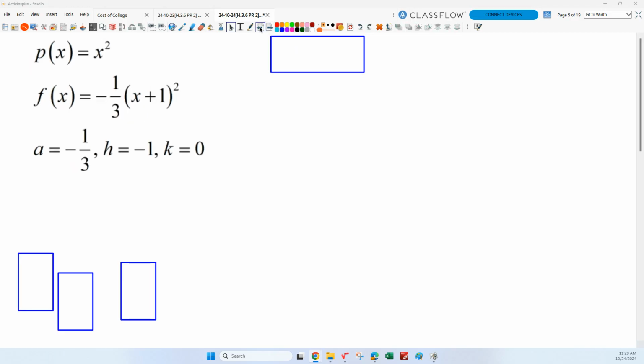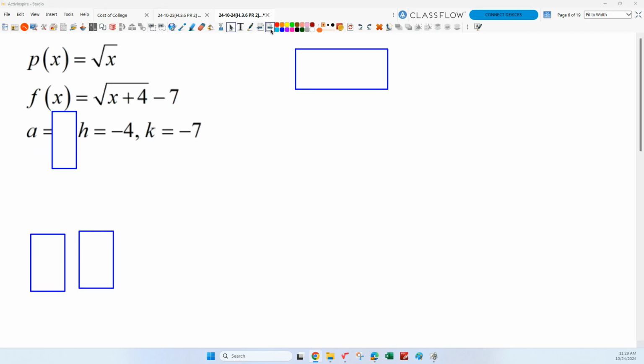Like here, k is 0 because I'm adding nothing to this. When a term doesn't show up, it must be 0. An invisible term is a 0, but an invisible factor has to be a 1. If I multiplied that thing by 0, it would go away. So it has to be a 1.